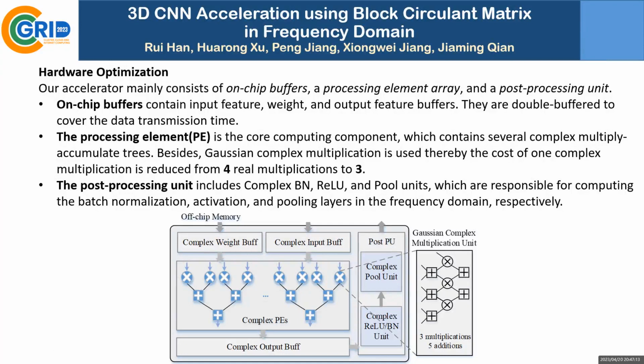Thirdly, the post-processing unit includes complex BN, complex ReLU, and complex pool units, which are responsible for computing the batch normalization layers, activation layers, and pooling layers in the frequency domain, respectively.